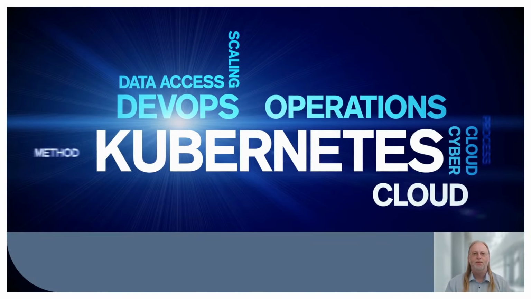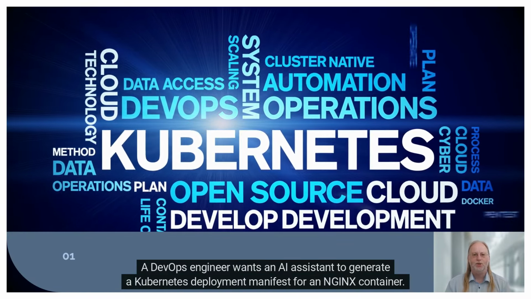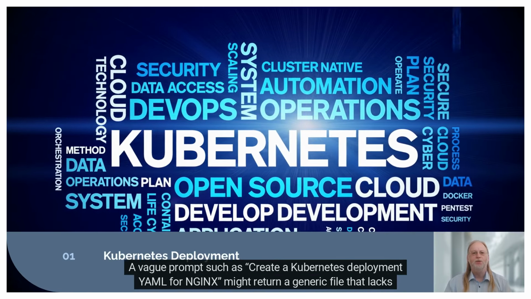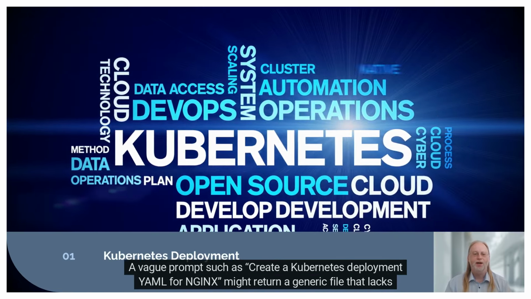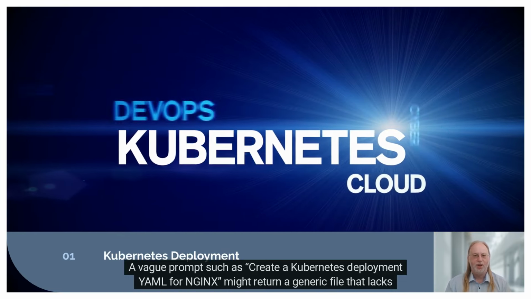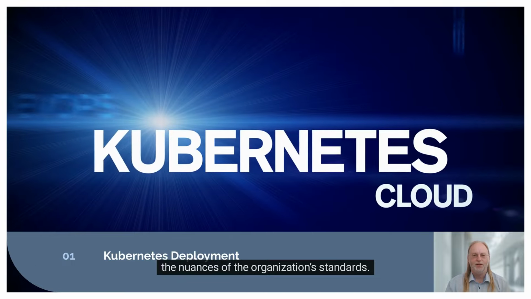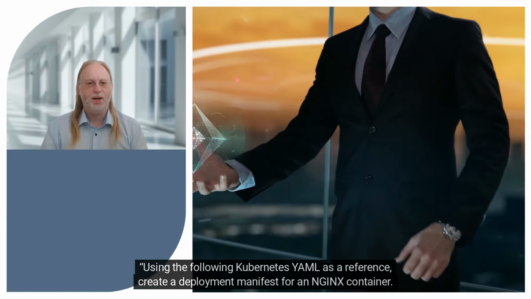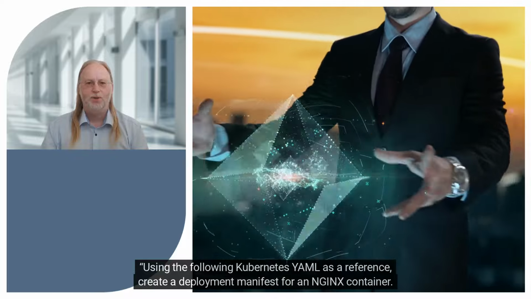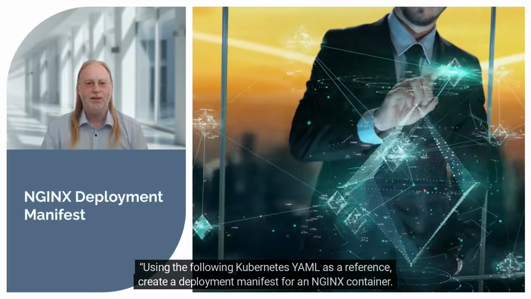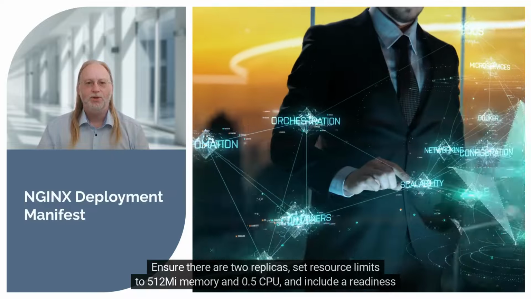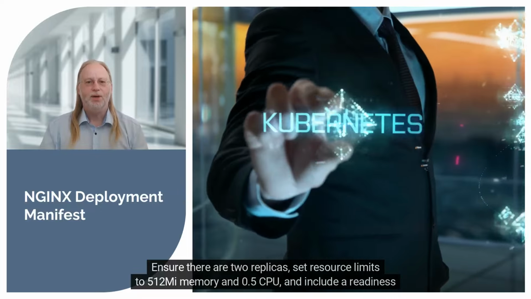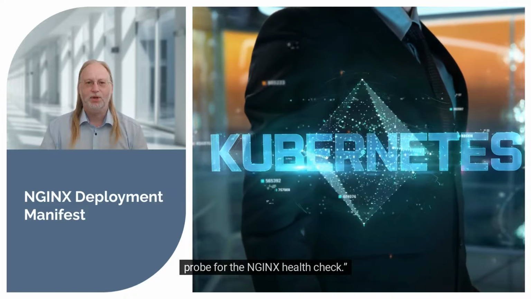Consider the following example. A DevOps engineer wants an AI assistant to generate a Kubernetes deployment manifest for an Nginx container. A vague prompt such as "create a Kubernetes deployment YAML for Nginx" might return a generic file that lacks the nuances of the organization's standards. Instead, the engineer uses reference prompting. "Using the following Kubernetes YAML as a reference, create a deployment manifest for an Nginx container. Ensure there are 2 replicas, set resource limits to 512 MiB memory and 0.5 CPU, and include a readiness probe for the Nginx health check."